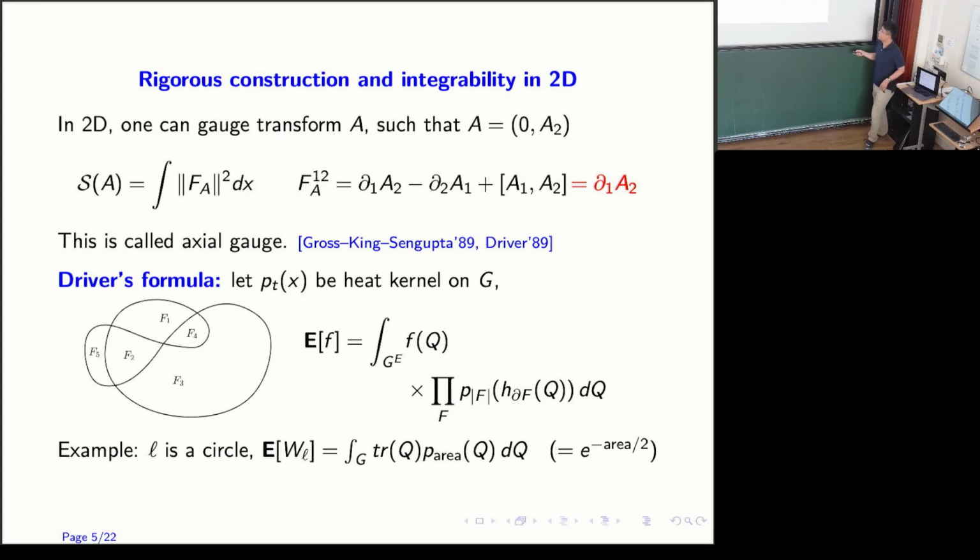In many cases, even for more complicated Wilson loops, you can explicitly integrate out this integral. So this is what I mean by a solvable model. In the first step, you can write this infinite dimensional expectation as a finite dimensional integral, and in the second step you can explicitly integrate it out. Okay.